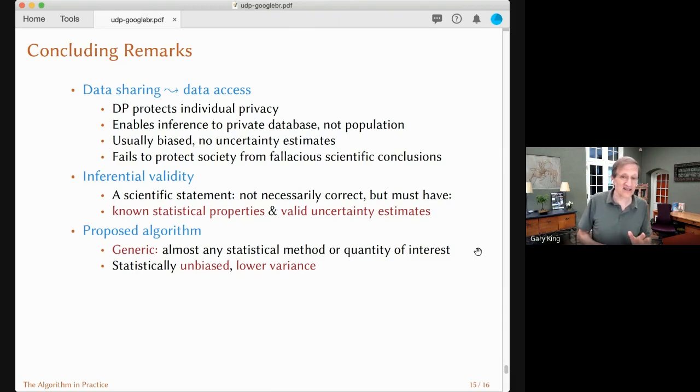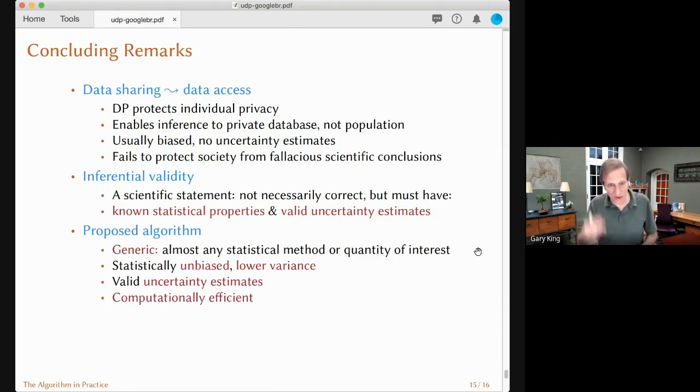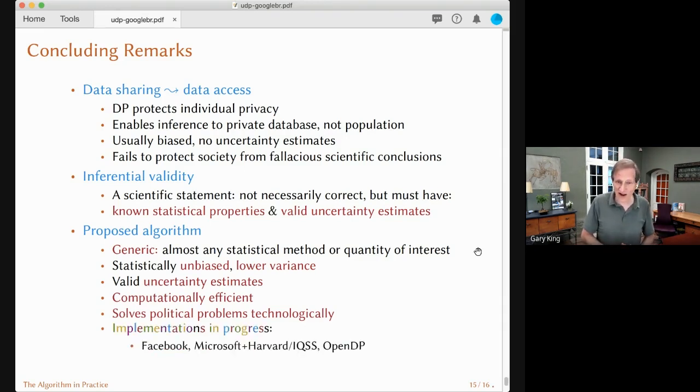It's statistically unbiased and has lower variance. It needs a reasonable size n, although we've run it for data sets as small as a few thousand. It has valid uncertainty estimates, which is really good. It's pretty efficient computationally, and it solves political problems technologically. And there's some implementations in progress at Facebook and at Microsoft, and in a collaboration with us at Harvard and the Institute for Quantitative Social Science, and our OpenDP project, which I hope you will all join.